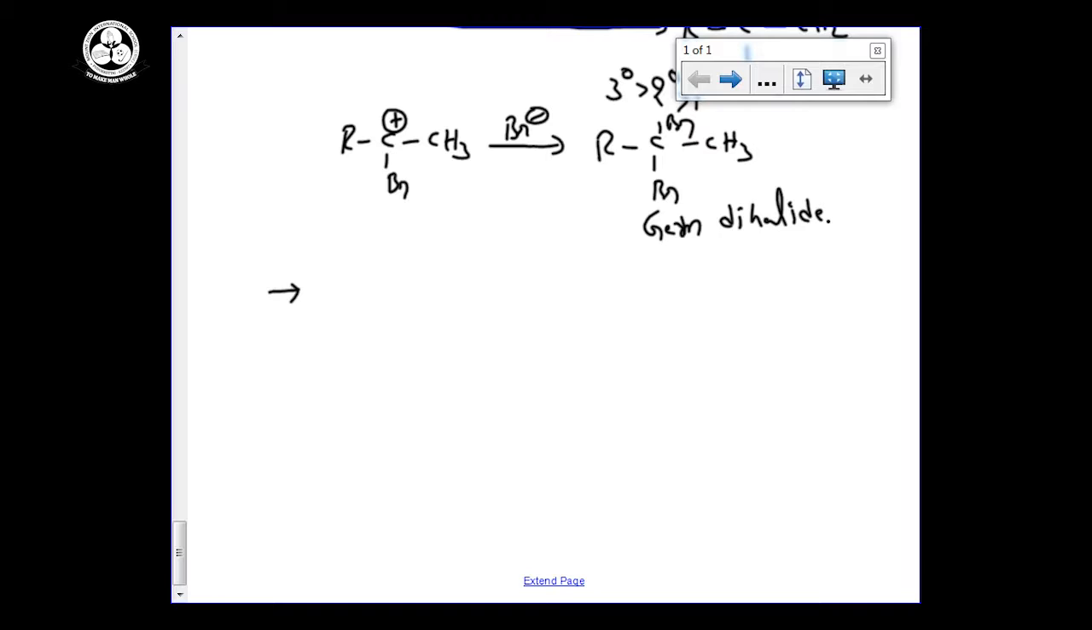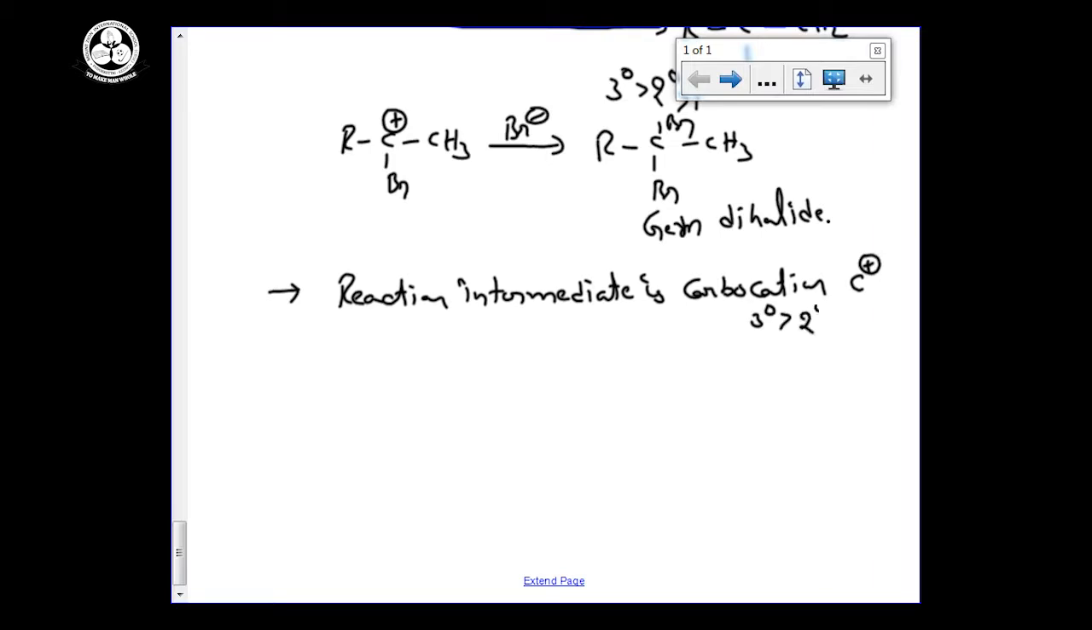What we have to memorize here is that the reaction intermediate is a carbocation. Carbocation means C plus, so we have to follow the carbocation stability order. Second point, it follows Markovnikov's rule.